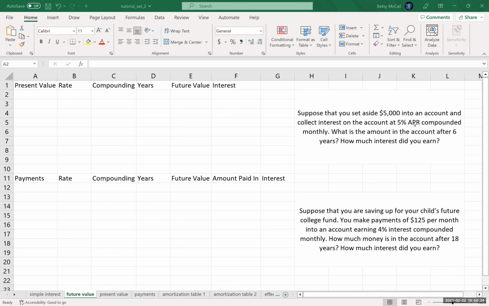So our first example, suppose that you set aside $5,000 into an account and collect interest on the account at 5% APR compounded monthly. What is the amount in the account after 6 years? And then after that, we'll calculate how much interest that you earned on that account.